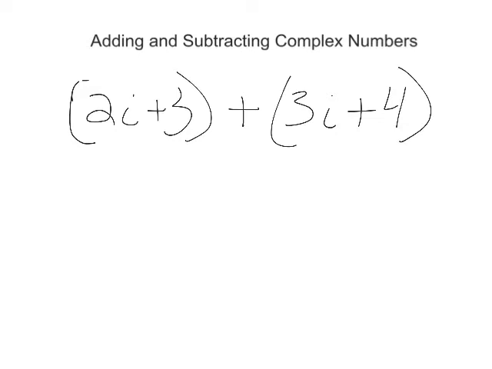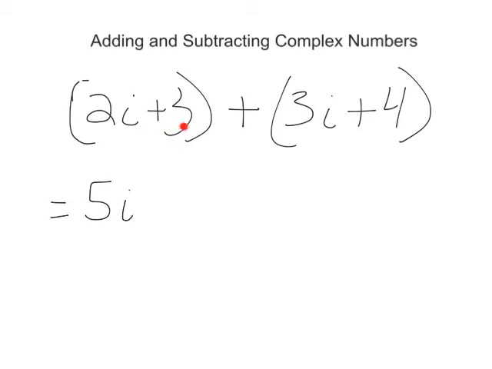Here we're adding, so we are going to take the two imaginary parts and put them together first. 2i plus 3i gives me 5i. Remember to keep your answer in standard form as you work through this. That's what you'll want to do.